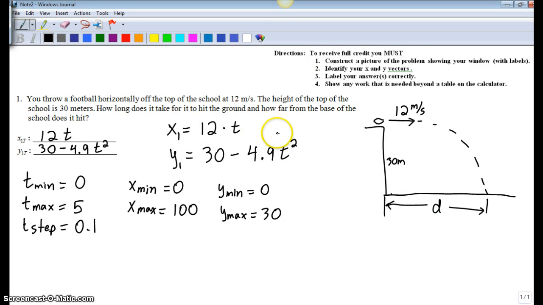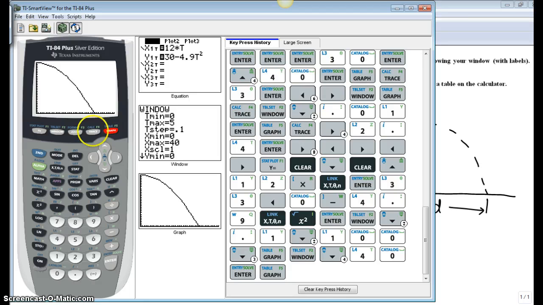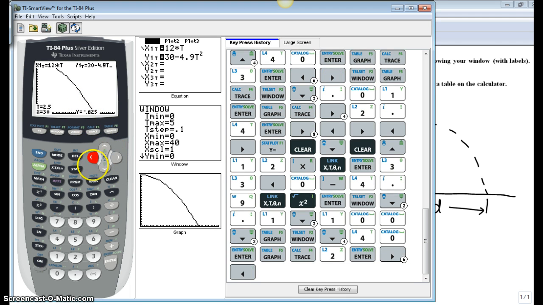So what we're being asked in the problem is, how long does it take for it to hit the ground? To solve that, we need to trace, and we know it's somewhere around at least 2 seconds, right? So I'm just going to skip right to 2. We're going to keep arrowing over with our trace, focusing on the y value. When does the y value, the above ground value, turn negative? And right there it was. So somewhere between 2.4 and 2.5 seconds.